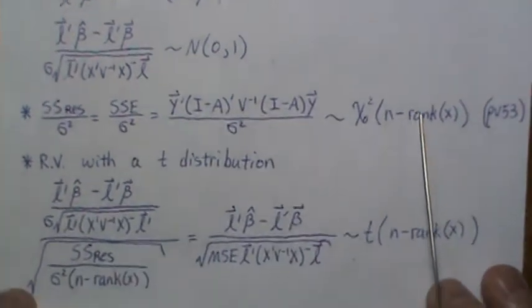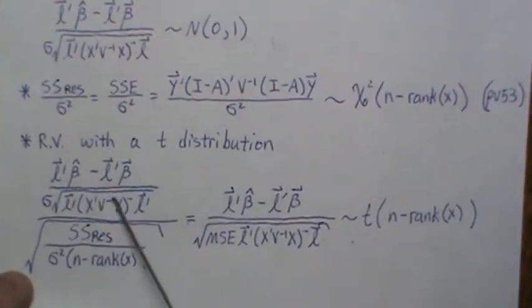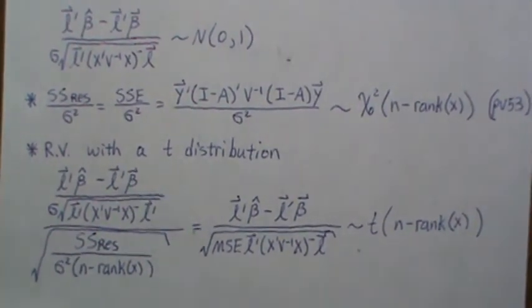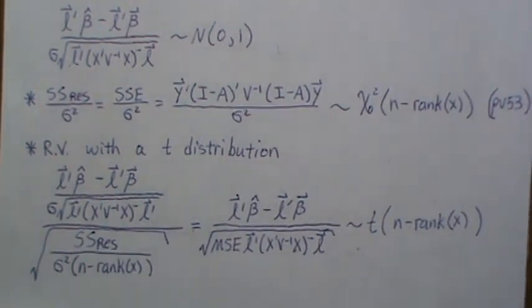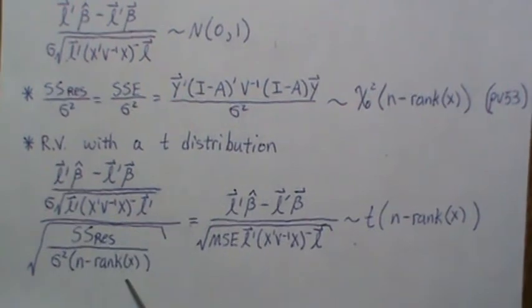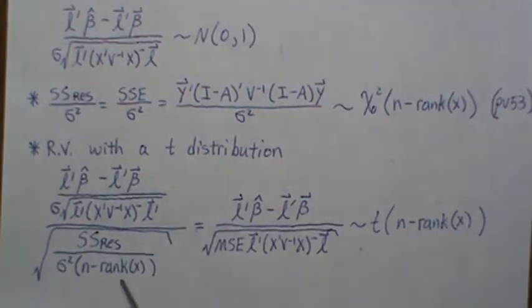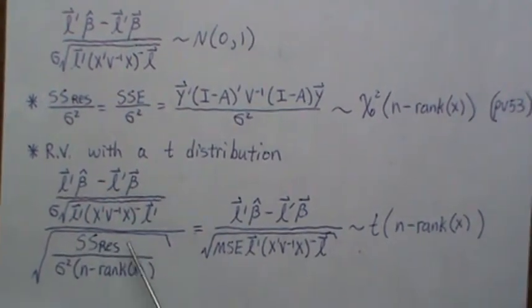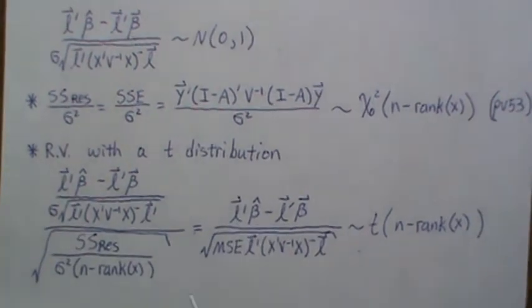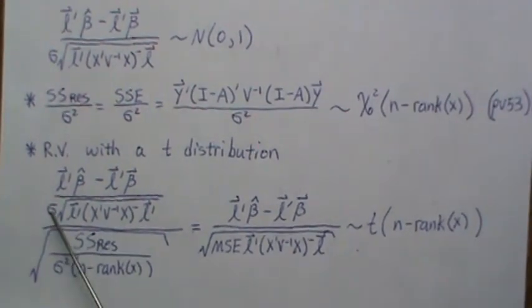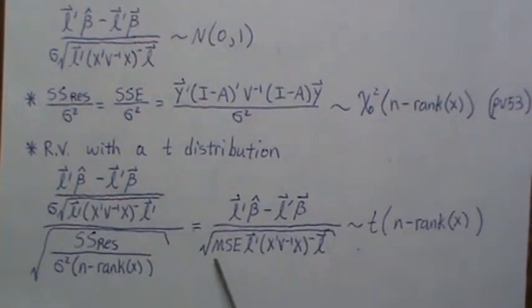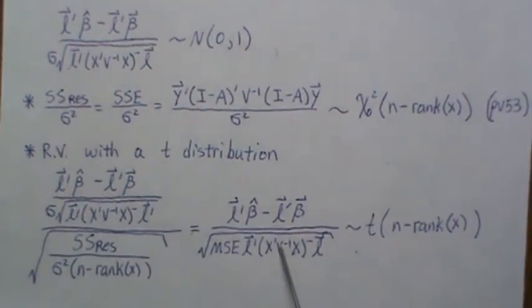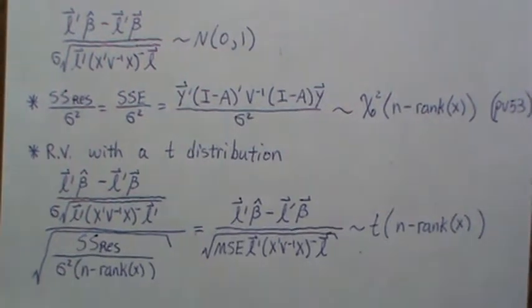So a t random variable would be the standard normal random variable divided by the square root of a chi-square random variable divided by its degrees of freedom. So then this, when you reduce it, is this, the sigma squared and sigma cancel, and then what's left here is the mean square error. And of course we have the square root of that. So this is a t-distribution.